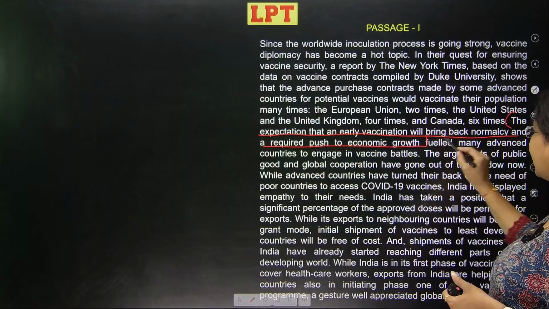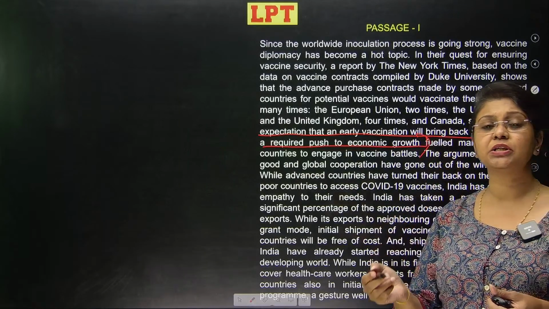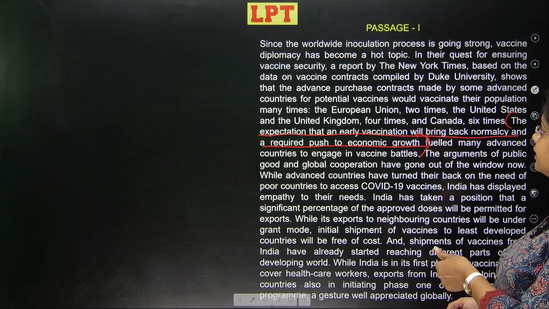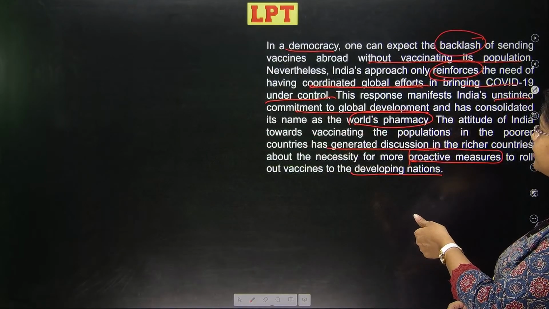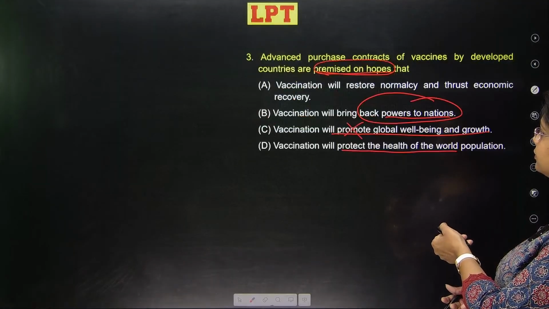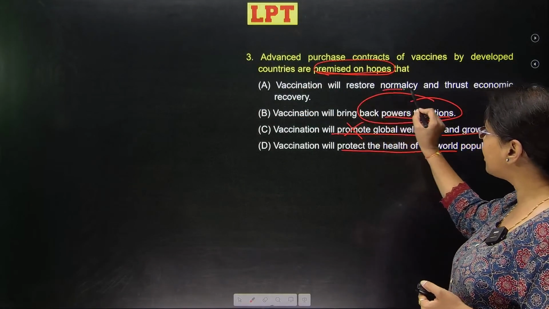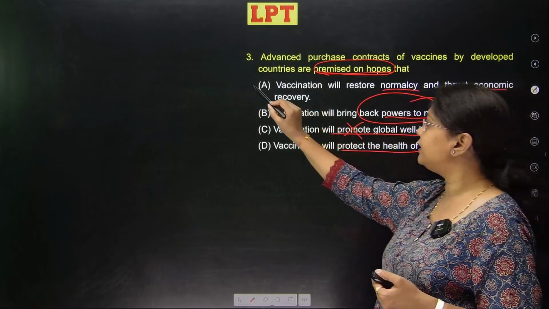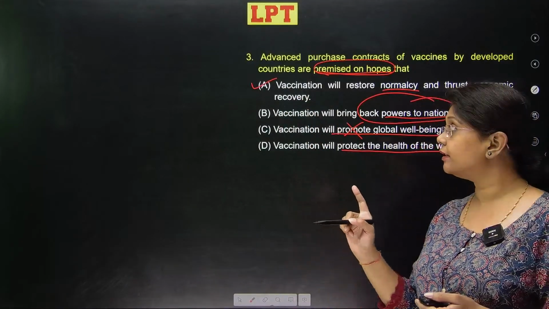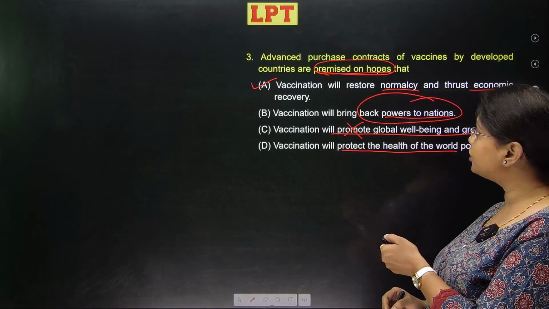So if you look at this information, of course you will be able to figure out that it's all about the first option that was talked about. So vaccination will restore normalcy and thrust economic recovery. That forms the right answer. Fine, I hope that is clear now. Let's quickly go to the fourth question.